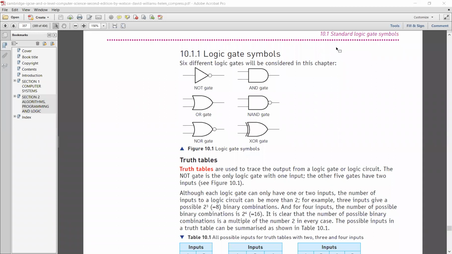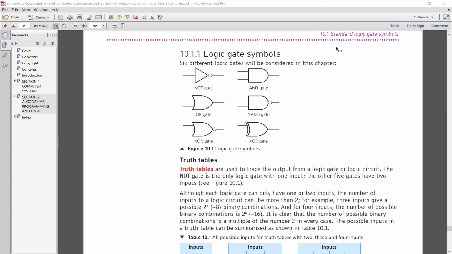One important thing that you need to see is the symbols: the NOT gate symbol, the OR gate, the AND gate. And you can see that the moment you have the bubble with the OR gate, it forms the NOR gate. Same goes for the NAND gate also. A small circle after the AND gate is going to make it the NAND gate, and then the arc is going to create the XOR gate.